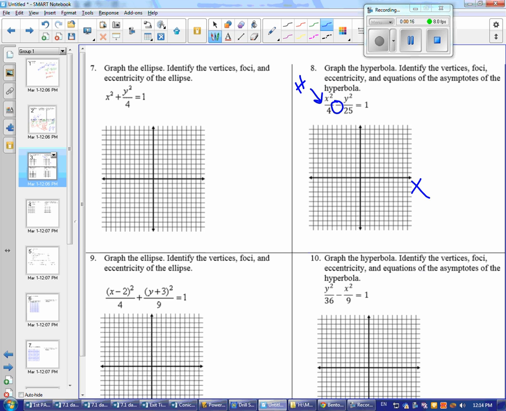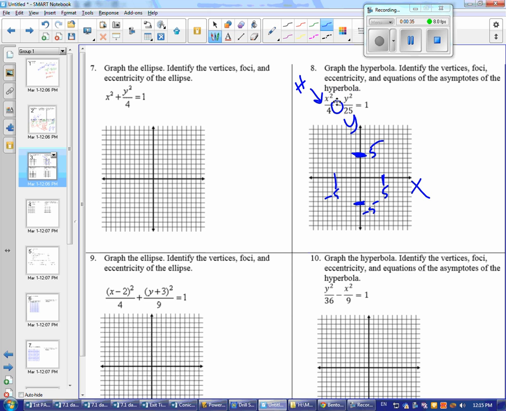So of course you're going to label your axes x and y. I'm just going to scale this by ones. It might be a little off here because of calibration, but we're going to do our best. That's 5 up there, and negative 5 down there.